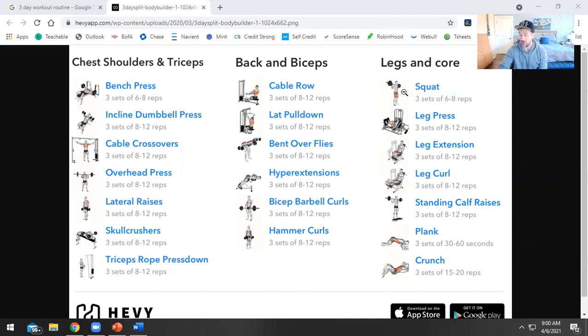The squat, very much sagittal. Love that movement. Love the squat, right? But it's only sagittal plane. The leg press, basically exactly the same as the squat. So we're definitely seeing sagittal plane again.